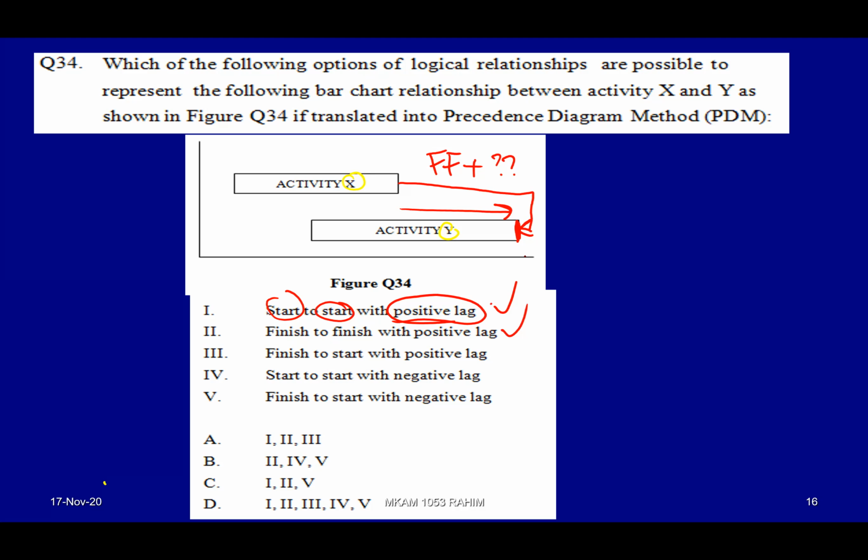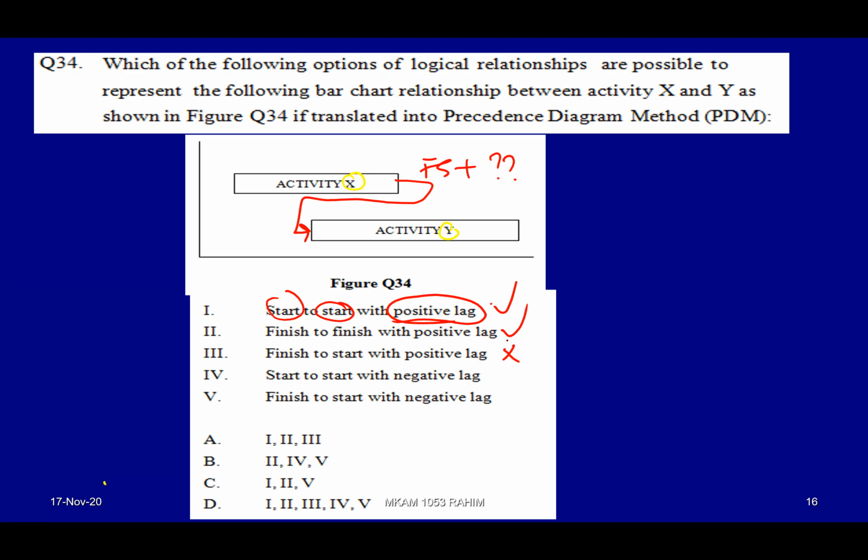Finish to start with a positive lag. Okay, let's take a look at this one. FS with positive lag, plus something. Is it correct or not? Okay, this drawing is not meant for positive. It is negative lag. So this one is incorrect already.